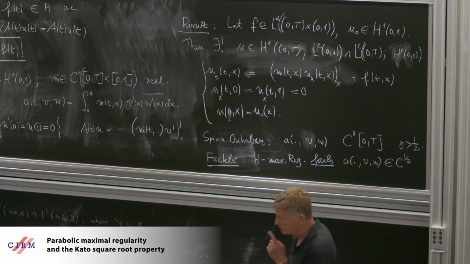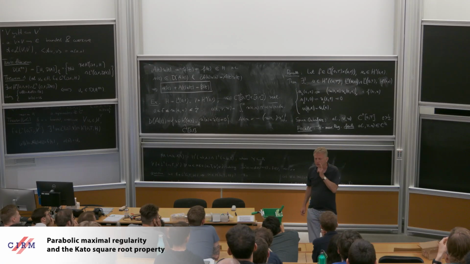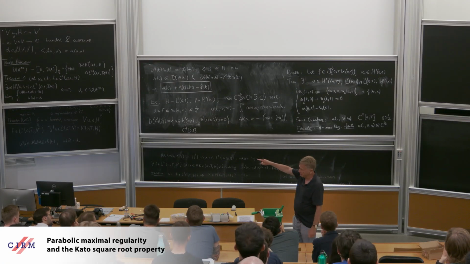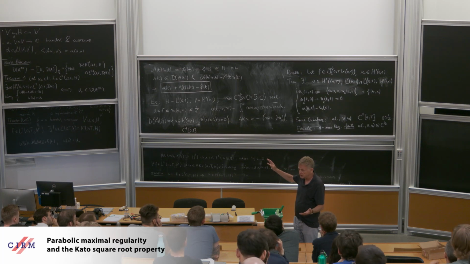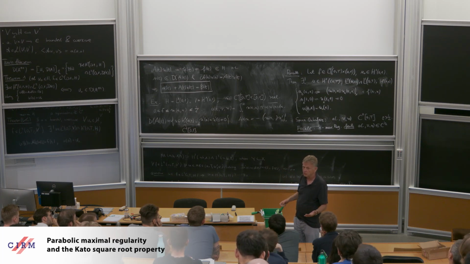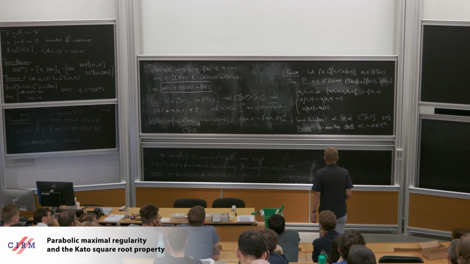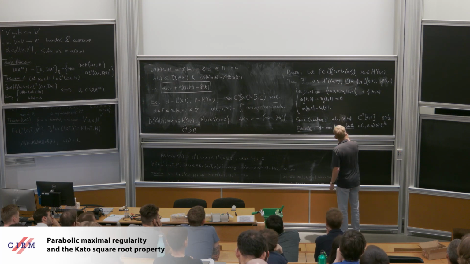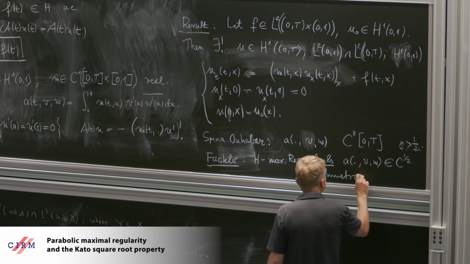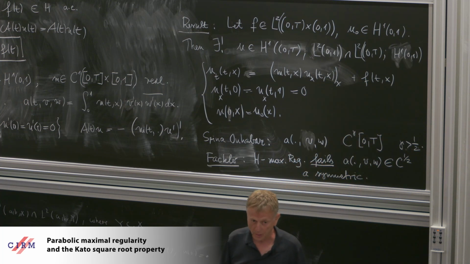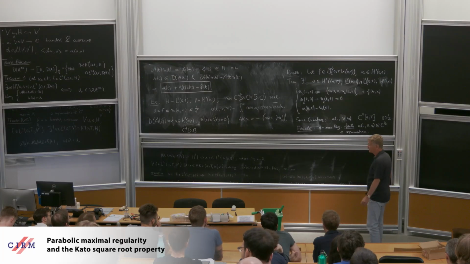And in addition, now you see, you could think, in view of the example by Arendt, that if you have the Kato property, the square root property, then it works. It is not true. In Fackler's example A is symmetric. So if we have a symmetric form, then we always have the Kato square root property. But it does not suffice for this. So somehow it's disappointing, but the world is made like this.